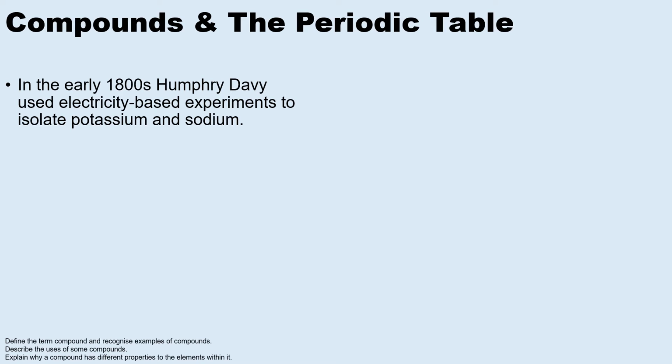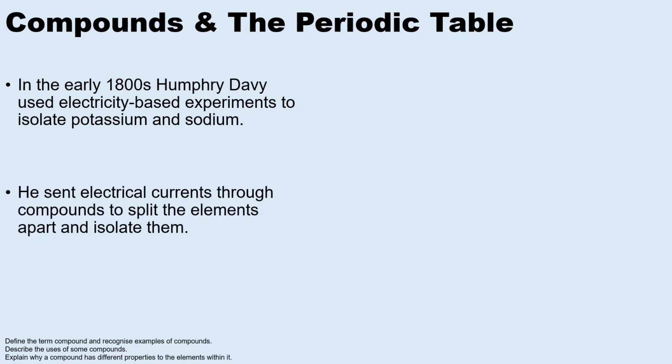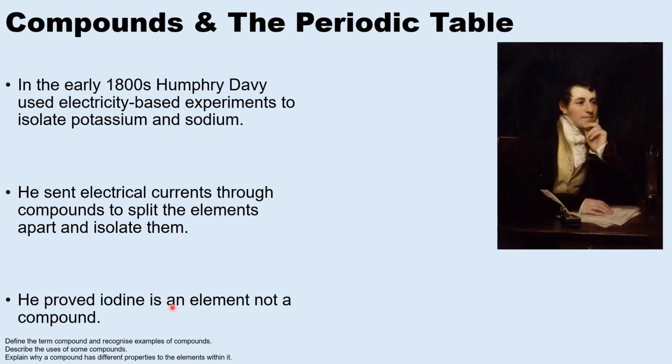Later on than 1669, in the 1800s, you had Humphrey Davy, and he used electrical or electricity-based experiments to isolate potassium and sodium from their ores. He sent electrical currents through the compounds to split the elements apart and isolate them. And he proved iodine is an element and not a compound. So he proved that that can be found on its own.